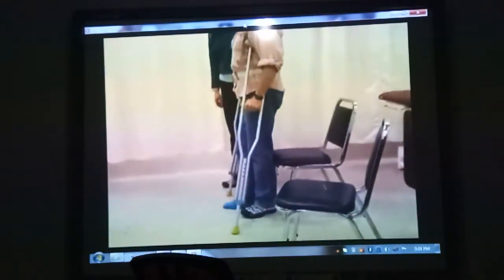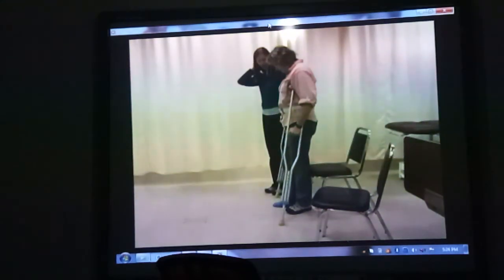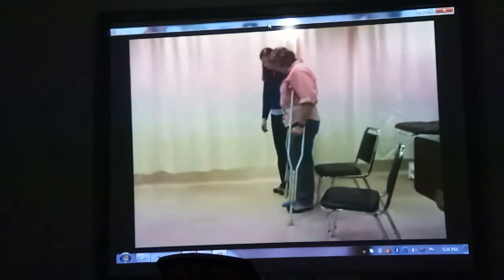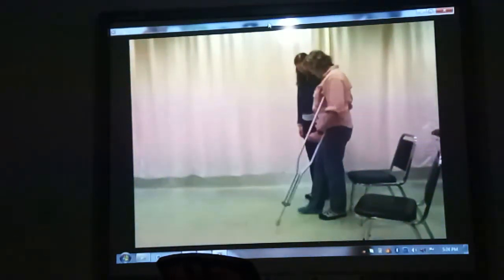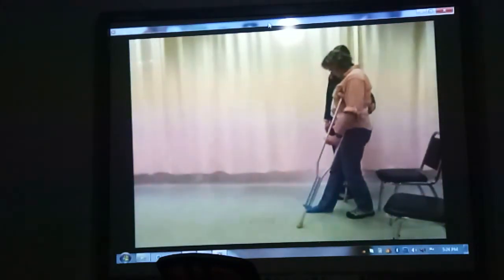Now we're going to do what's called 2-point gait. And in this type of gait, you have to be full weight bearing in order to do this. And it mimics the gait pattern closest to normal walking. So the crutch goes forward with the opposite leg.